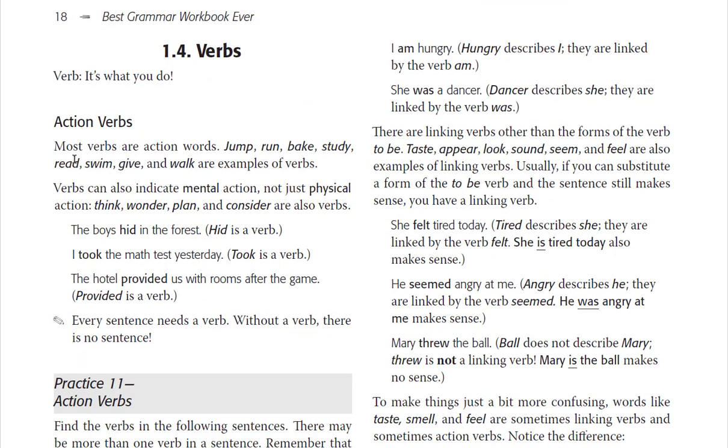So verbs. You have many kinds of verbs. Action verbs. Action verbs are what you do. Jump, run, bake, study, read, swim, and walk are all examples of action verbs. Verbs can also indicate mental action, not just physical action, like think, wonder, plan, and consider.